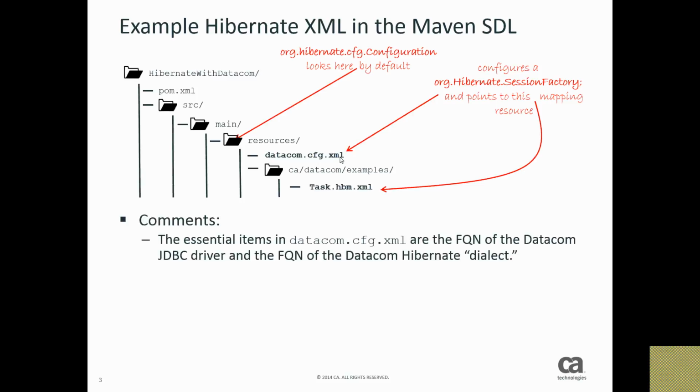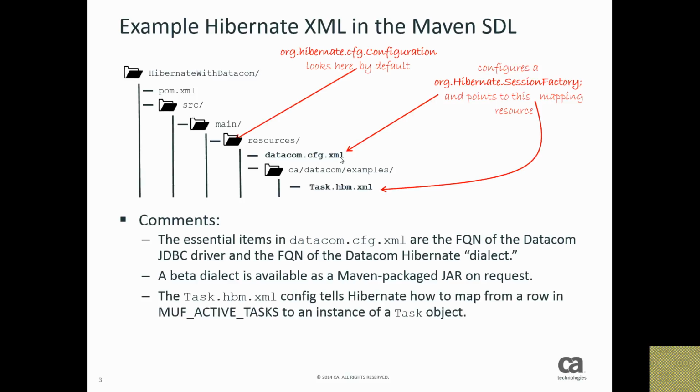So, a couple of essential items to watch out for in the CFG XML are the fully qualified name of the Datacom JDBC driver and the fully qualified class name of the Hibernate dialect class for Datacom. And that is available to you on request. We have a Datacom dialect available as a Maven package jar. Then the hbm.xml is configuration to actually map the schema of the MUF active task table to this Java bean task.